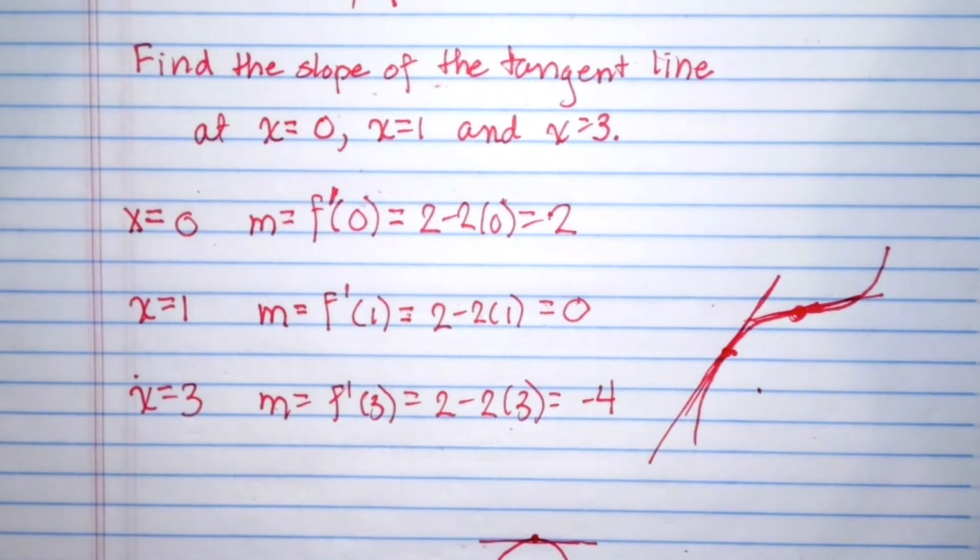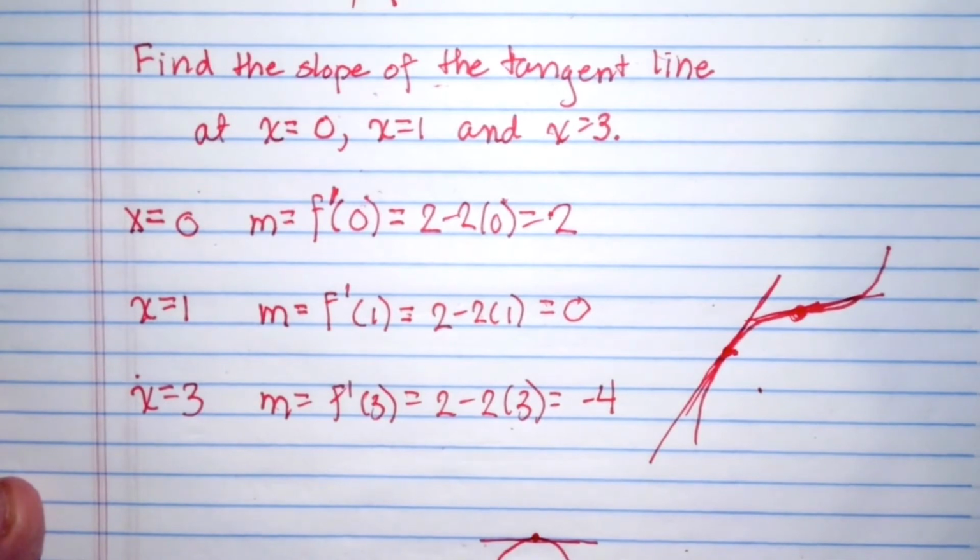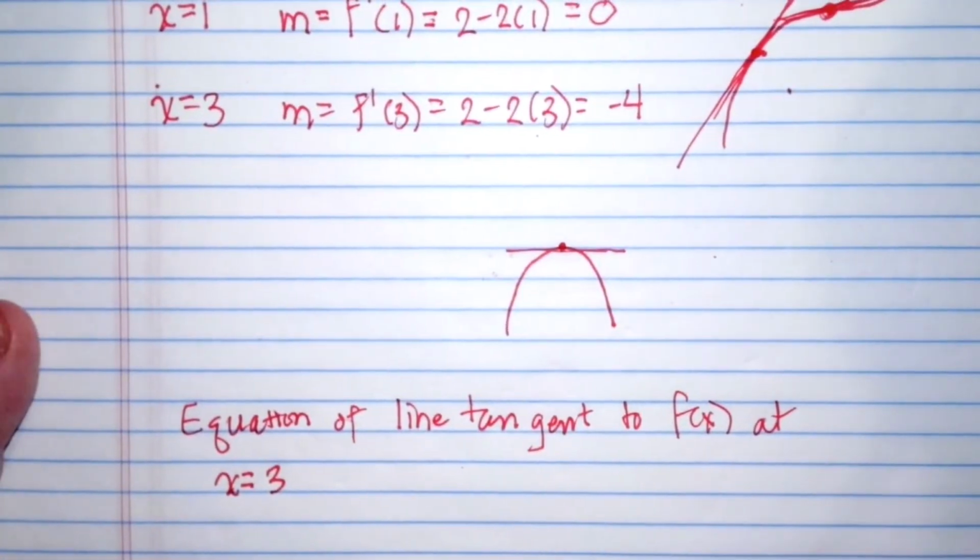Let's do one more example using this function, and then we will go on to something else. Let's find the equation of the line tangent to f of x at x equals 3. Find the equation of the line tangent to f of x at x equals 3.